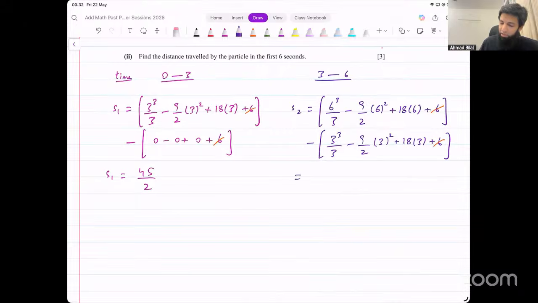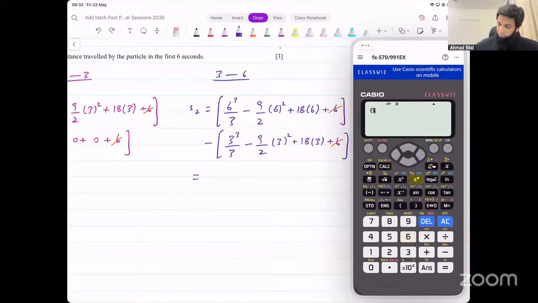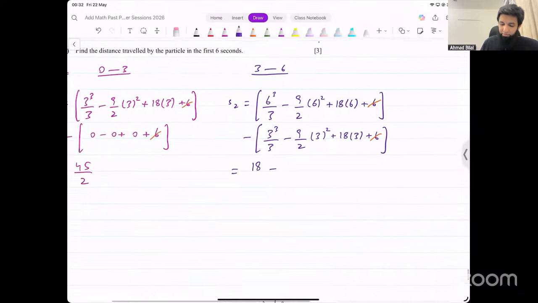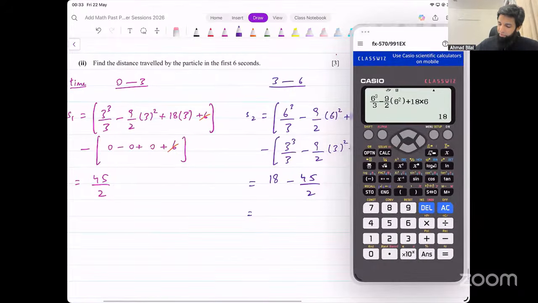What I'm going to do now is evaluate this from the calculator. 6 cube over 3 minus 9 over 2, 6 squared, plus 18 into 6. And that's giving me 18. Subtract from that the earlier result that we got, 45 over 2. That's the result from these three terms. You can calculate it again as well. 18 minus 45 over 2, that's what we're getting from this. Let's see what that simplifies to.